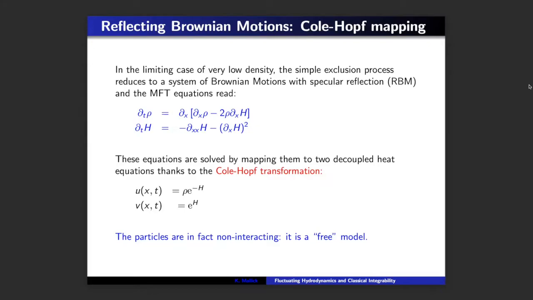then these two blue equations decouple and they become, one becomes a heat equation for u and the anti-heat equation for v. What I mean by anti-heat is dTv is minus dxxv. And for u, it will be dTu is dxxu. So you decouple them and you get two heat equations, and that you can solve by Fourier transform. Okay, so it's very easy. It's a free model.